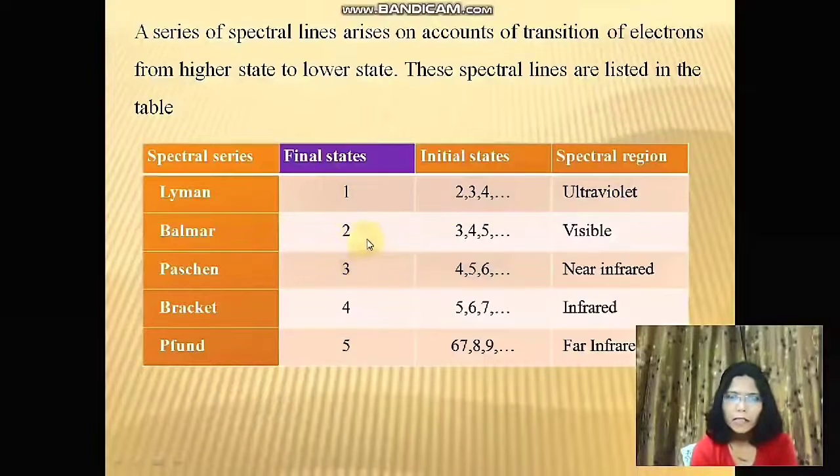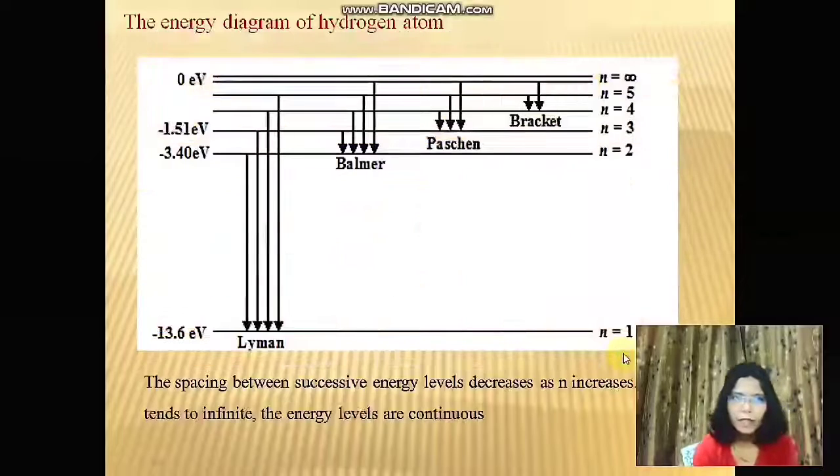For Balmer series, the final state is 2 and the initial states are 3, 4, 5 and the spectral region is visible. For Paschen series, the final state is 3 and the initial states are 4, 5, 6 and the spectral region is near infrared. For the Brackett series, the final state is 4 and the initial states are 5, 6, 7 and so on and the spectral region is infrared. For Pfund series, the final state is 5 and the initial states are 6, 7, 8, 9 and so on and the spectral region is far infrared.